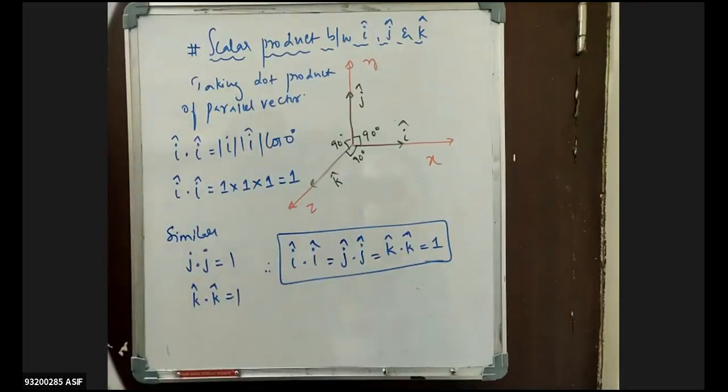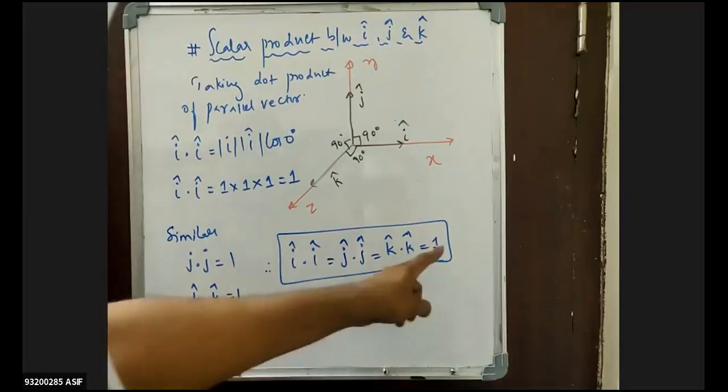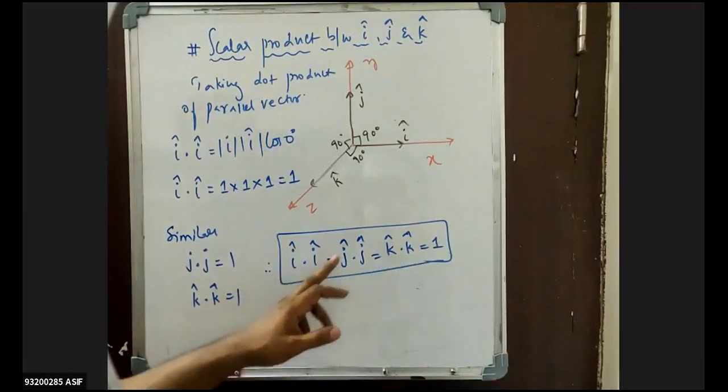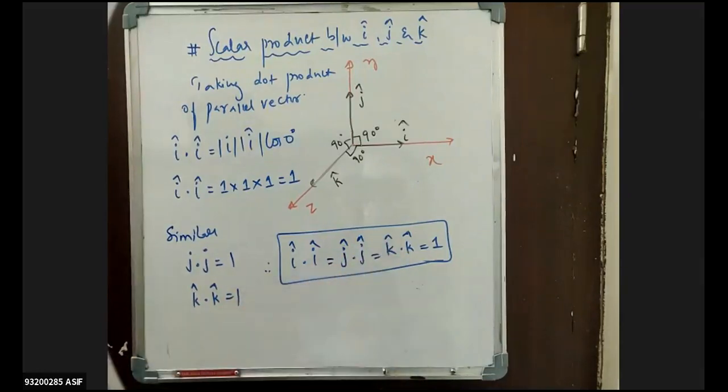While doing the problems, try to remember that when two similar vectors are multiplied, that is the dot product of two parallel or same vectors with the angle between them 0, and it always equals 1. So i dot i, or j dot j, or k dot k will always be equal to one. This is the first point you need to remember in the scalar products between i, j and k. Clear for everyone?